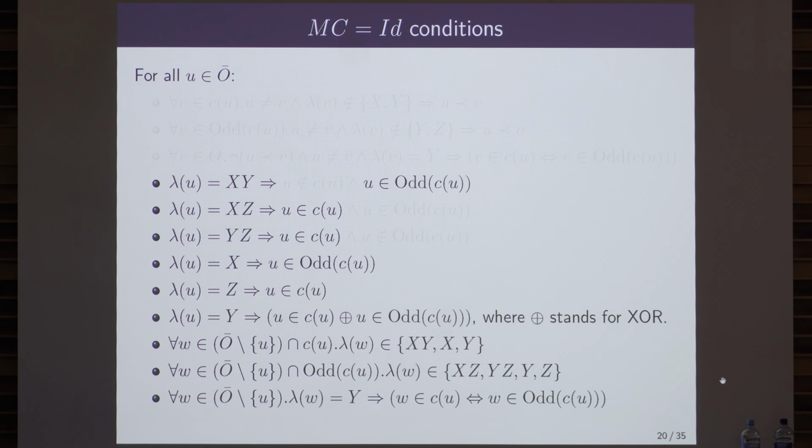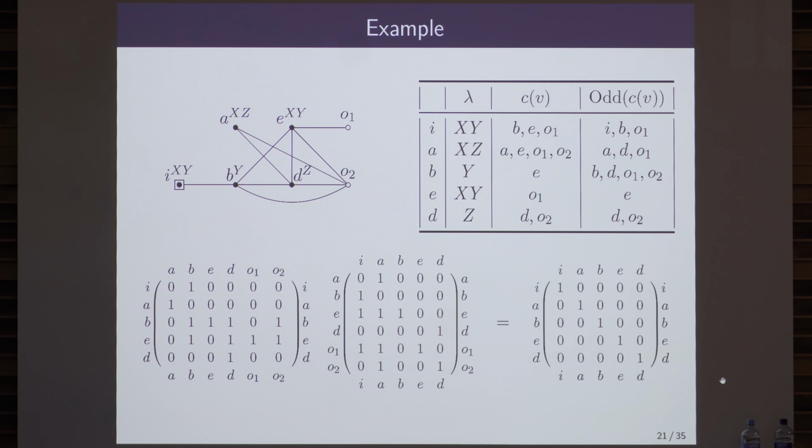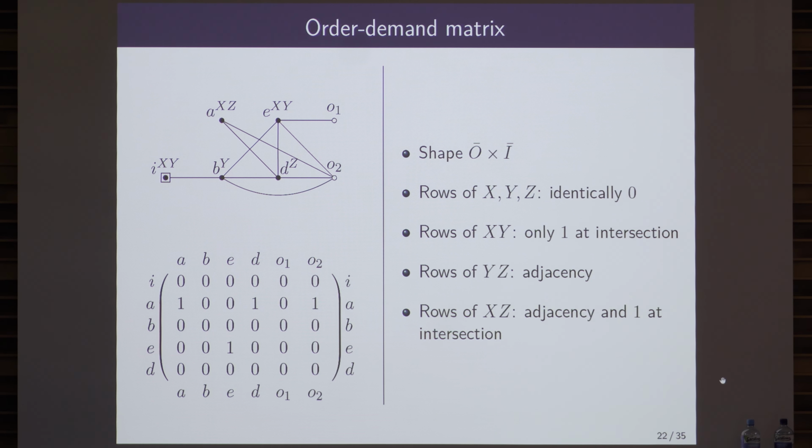That's the overview of why it would work. And here is the example, right? If we multiply the two matrices we saw in previous slides, we indeed get identity. And from the fact that it must be identity, we would be able to recover all of those conditions that have to be satisfied by the correction function. So we get most of the conditions. We don't get all of the conditions, and that's why there was also another matrix needed, which is what we call the order demand matrix.